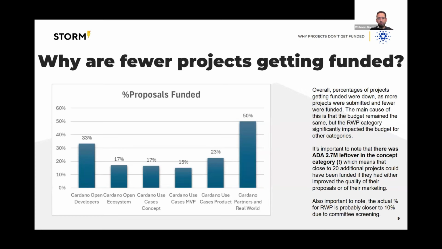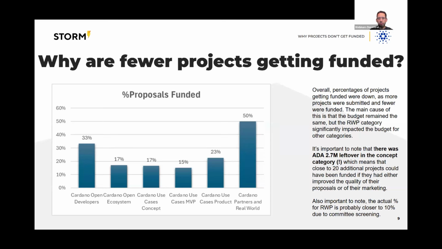On top of that, a very large chunk of the money available or the ADA available was devoted to the Cardano Partners category. And so it makes sense that if you have more projects competing for a smaller pool of money with similar amounts of money per project, then you would get a lower pass rate and fewer projects going through. In general, you can still see that the open developer category is still the best place to be in terms of your likelihood of getting approved.